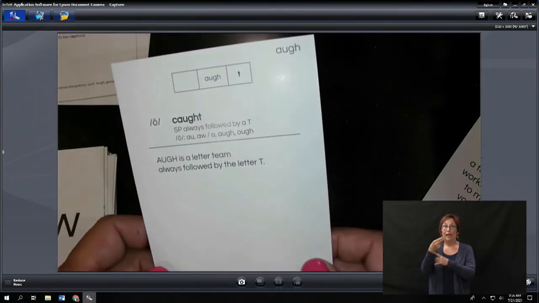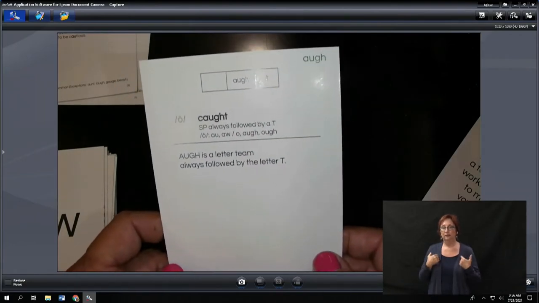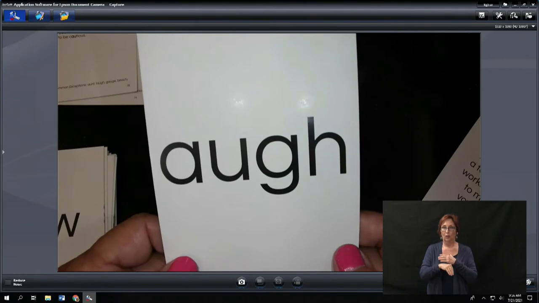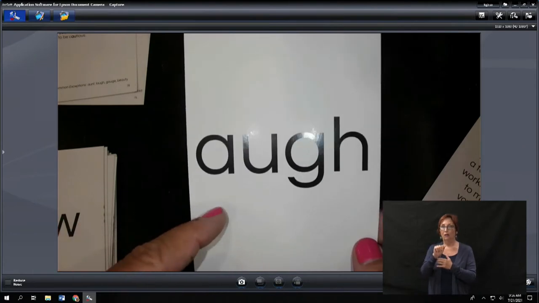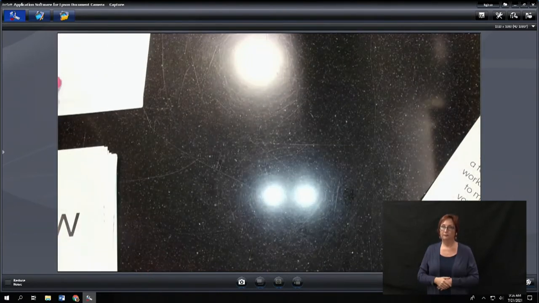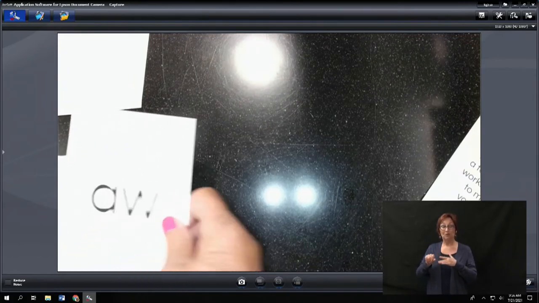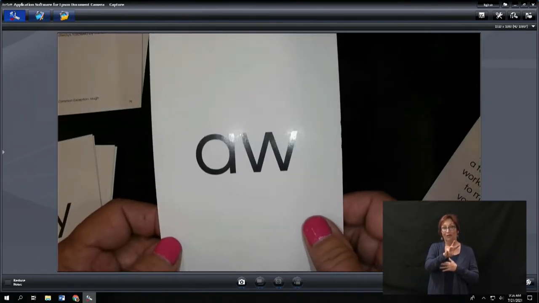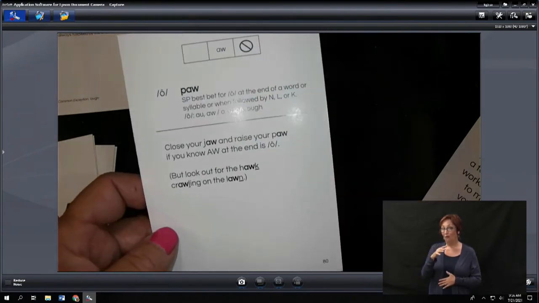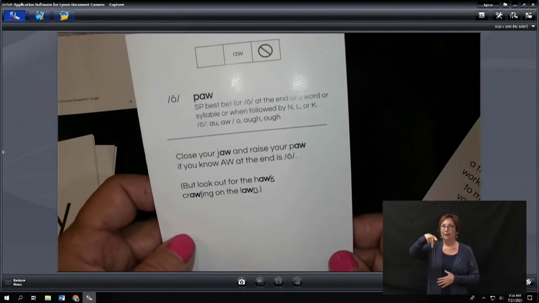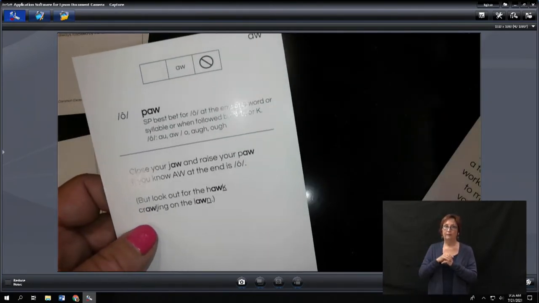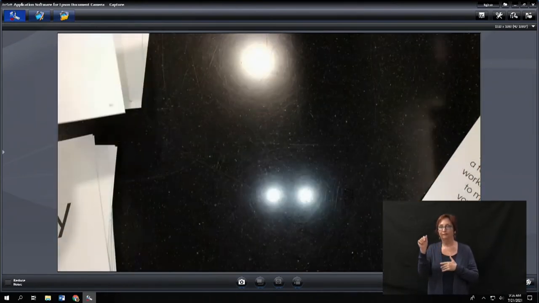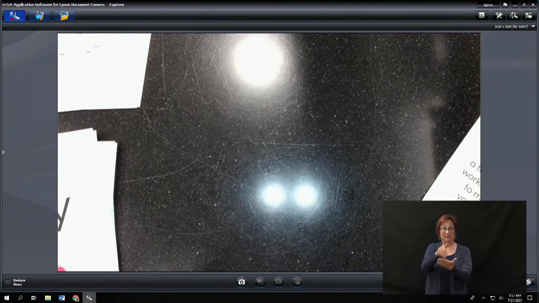A-U-G-H is one of those that has four letters and one sound. It's aw, just like the A-U, aw. Everybody say it? Aw. Oh, here's another one. A-W is the same sound. It's aw, as in paw. What is it? Aw. If you hear aw at the end of a word, this is how you'll spell it. And it could be in the middle, but if you're listening, you hear aw, that's going to be spelled with an AW.